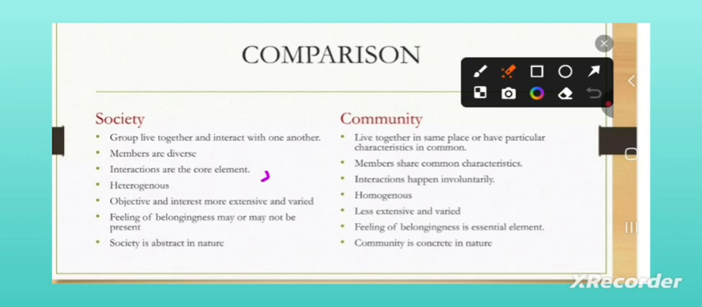In society, interactions are the core element. In community, interactions happen involuntarily. Society is heterogeneous, community is homogeneous. In society, objectives and interests are more extensive and varied. In community, they are less extensive and varied. In society, feelings of belongingness may or may not be present. In community, feelings of belongingness are an essential element. Society is abstract in nature, community is concrete in nature.